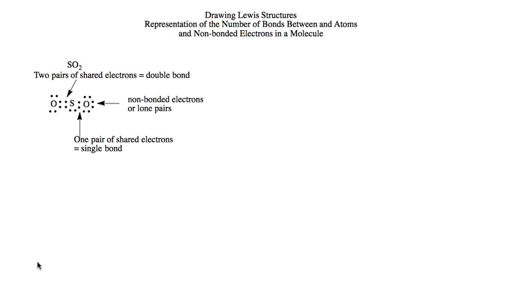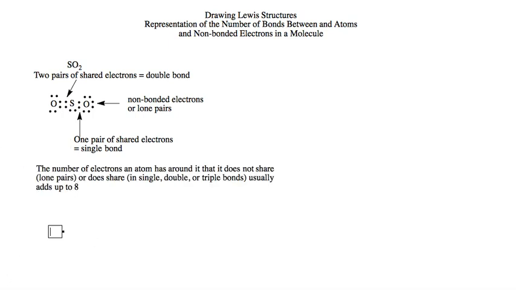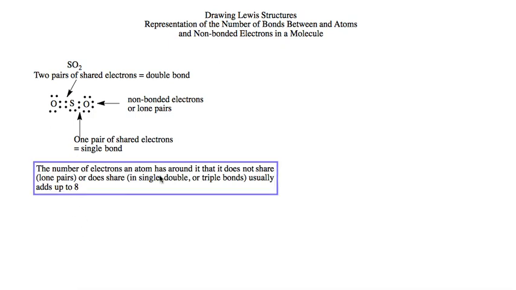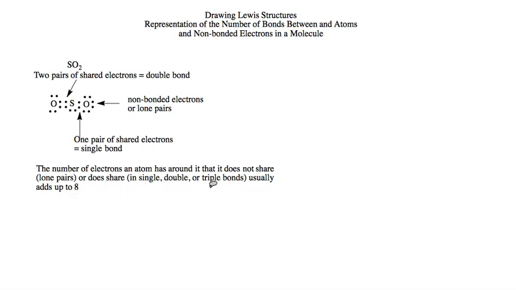A couple of other features I want you to notice about these Lewis structures are that if you count up all of the electrons that an atom in this particular molecule, SO2, either has by itself, the non-bonded or lone pairs, or that it shares in a double or single bond, it adds up to 8. So if we summarize that, we can say that the number of electrons an atom has around it that it does not share, the lone pairs, or does share in single, double, or not applicable for this molecule, but triple bonds, usually adds up to 8. There are some exceptions to that. We're not going to worry about those exceptions right now.